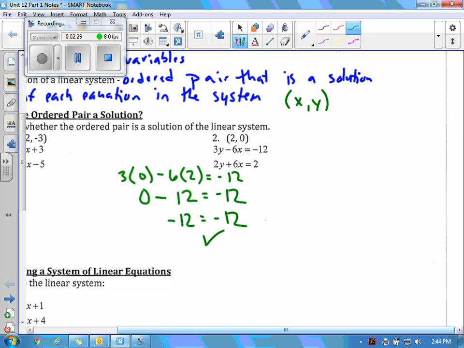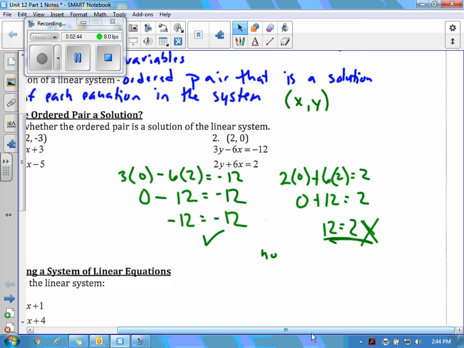Now I need to plug it into the second equation. I replace y with 0. I replace x with 2. So I'll get 0 plus 12 equals 2, which is 12 equals 2, which is not true. Since this one does not work, the whole thing is not a solution.